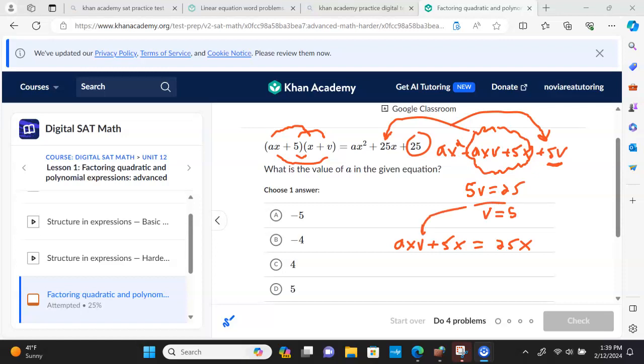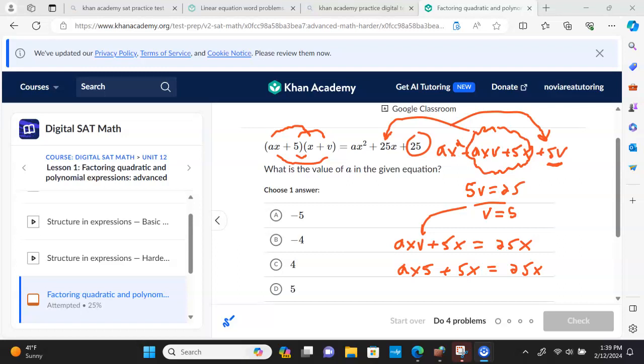All right, so I know that my v value is 5, so I'm going to plug in 5 for v. So I get ax times 5 plus 5x has to equal 25x. Okay? Well, in this case here, I know that I'm going to be able to figure out what the a value is.